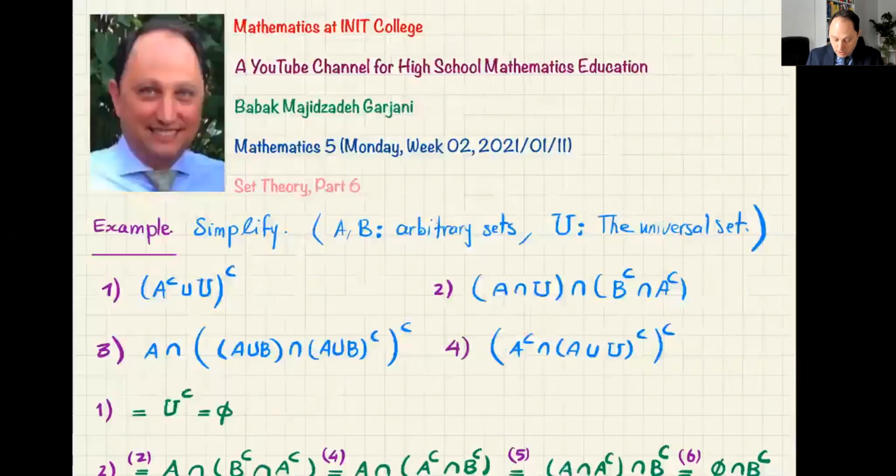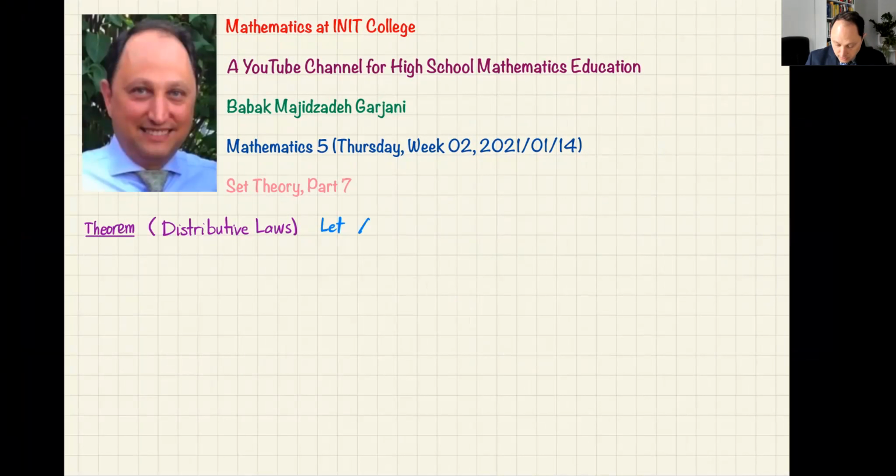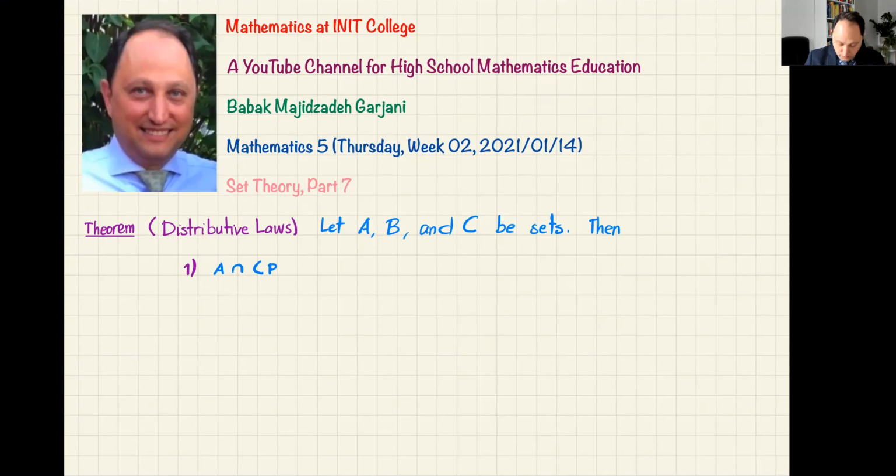So the first one I want to talk about is the distributive laws. Let me write the content. Let A, B, and C be sets. Then we have two formulas. These are called distributive laws. One is A intersection with the union of two sets.